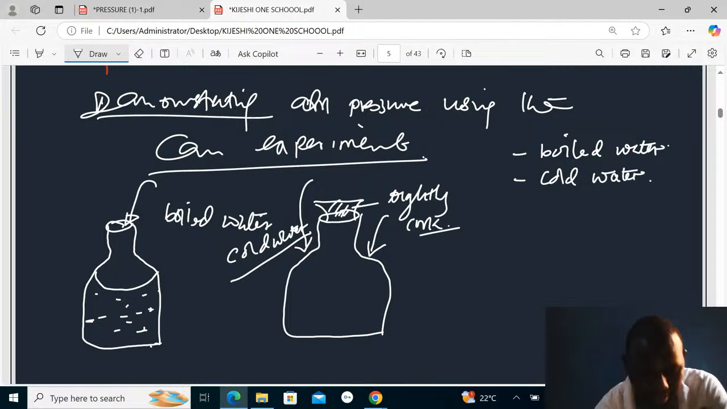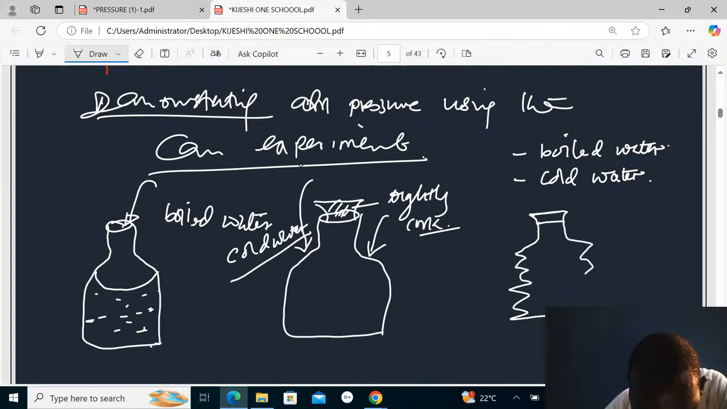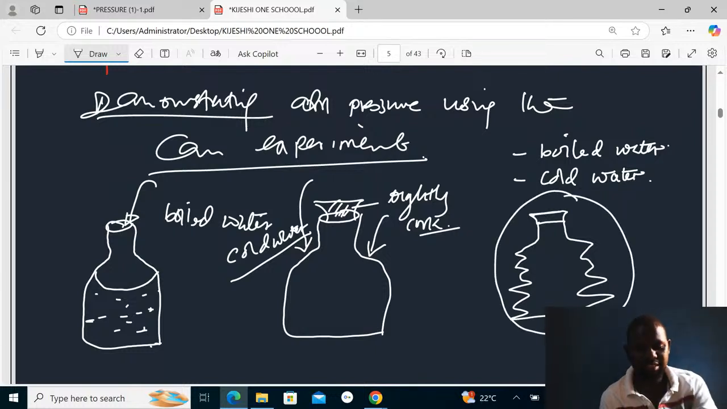Water. Now, once you pour the cold water, you need to see what is going to be observed. What will be the expectation? At long last, you expect your can to crash. And now, this is the most crucial part that we need to understand: the explanation.